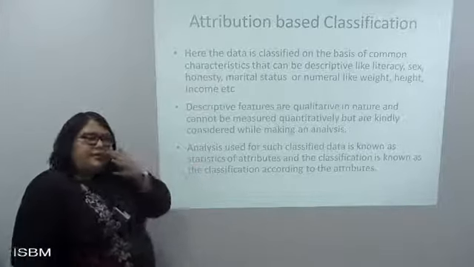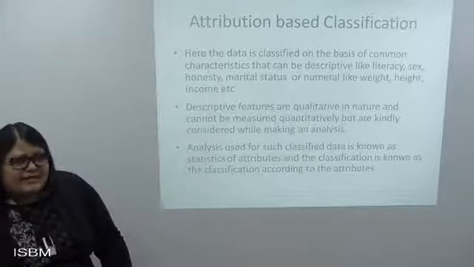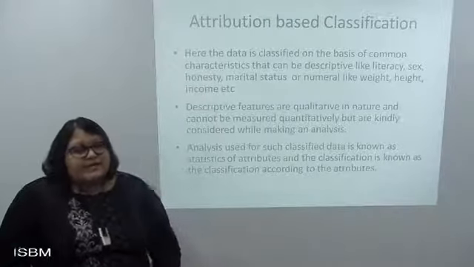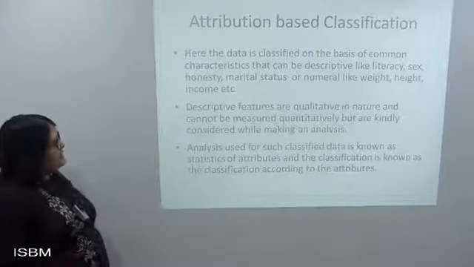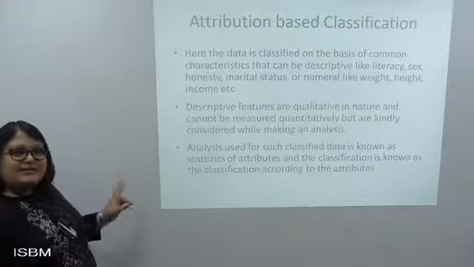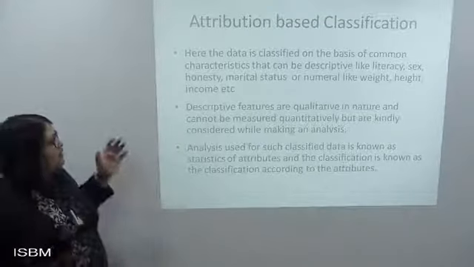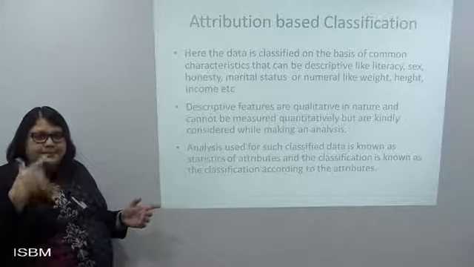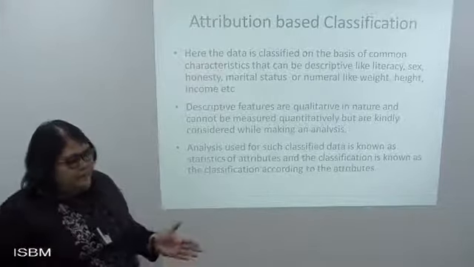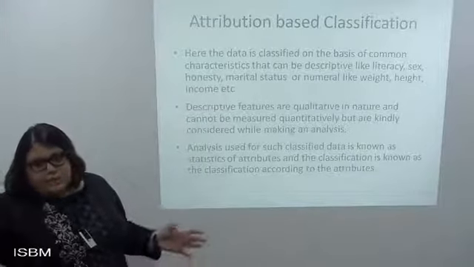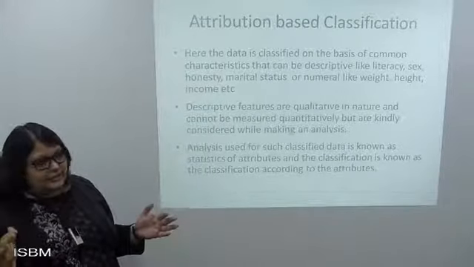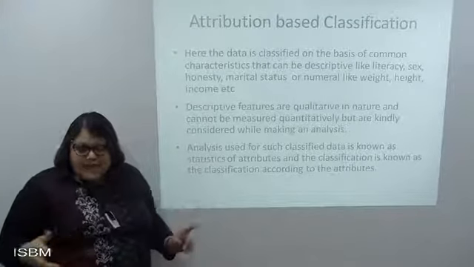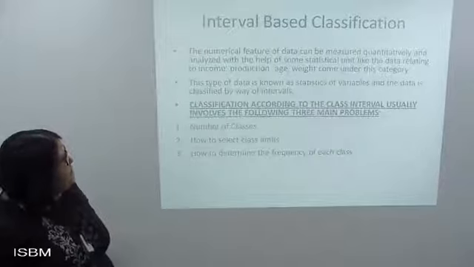So these qualities of mental anxiety, depression, insomnia, decline in appetite, and so on, these are the statistics of attributes, and the basis on which you are culminating these attributes and differentiating one attribute from the other is known as the classification which you make according to the attributes.